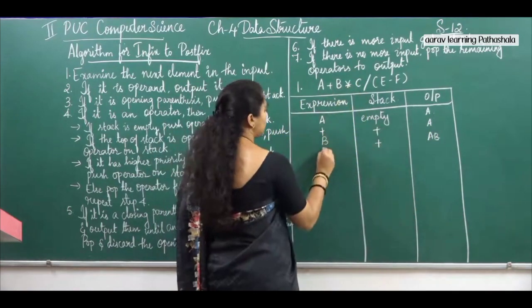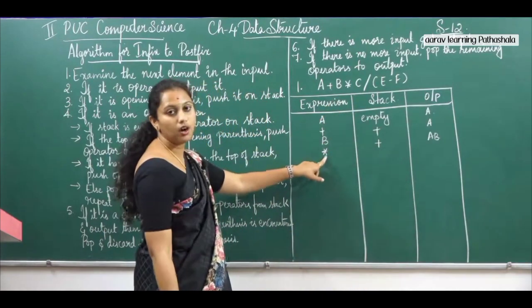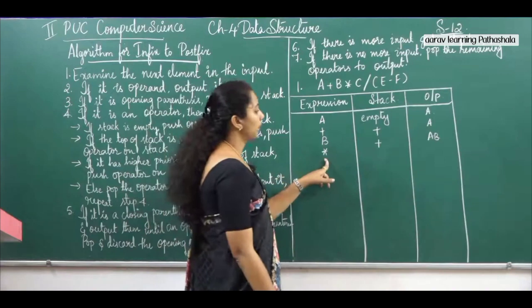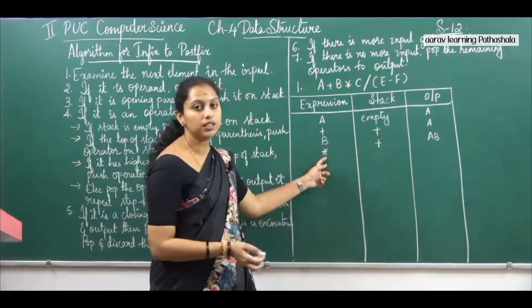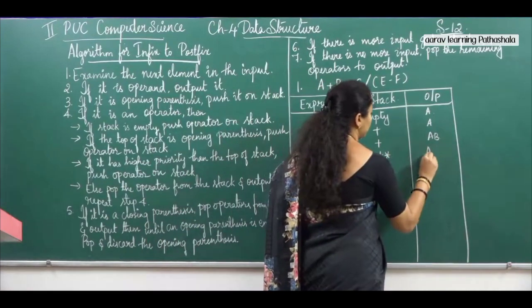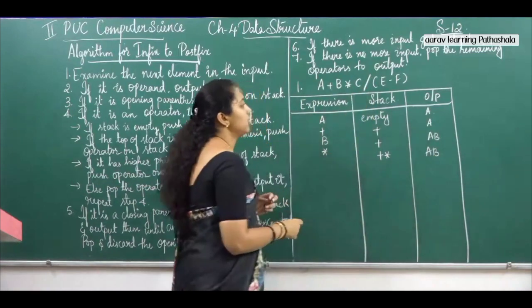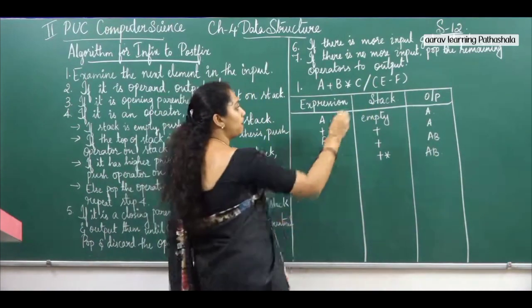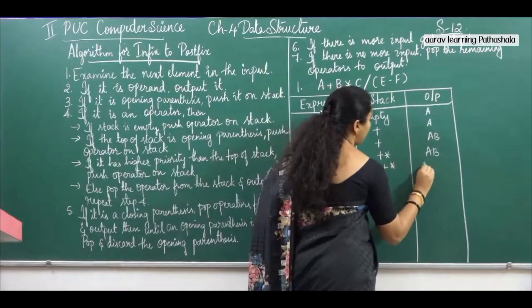Next, multiplication symbol. Multiplication is an operator. So what do we have to do? We have to push this operator into the stack. Next, check which element we are having. We are having an operand, so we are going to output an operand.